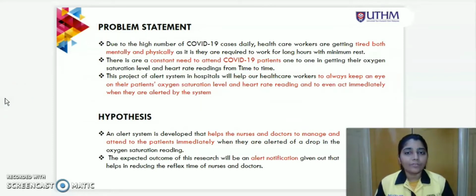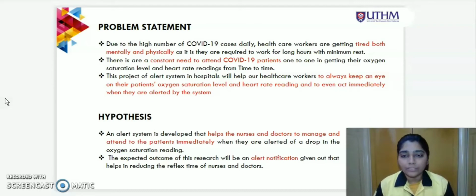Due to the high number of COVID-19 cases daily, healthcare workers are getting tired, both mentally and physically, as they are required to work long hours with minimum rest. Therefore, there is a constant need to attend to COVID-19 patients one-to-one to get their oxygen saturation level and heart rate readings from time to time. This alert system will help healthcare workers always keep an eye on their patients' oxygen saturation level and heart rate reading, and act immediately when they are alerted by the system.